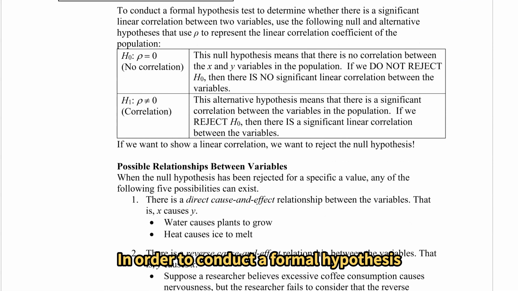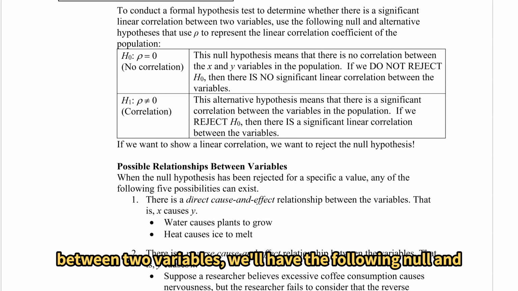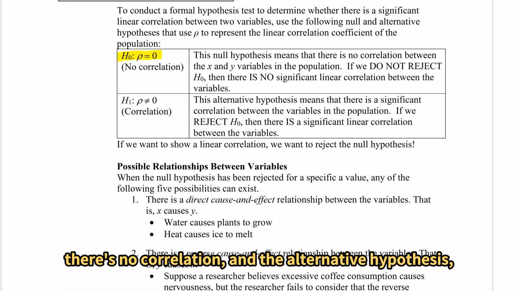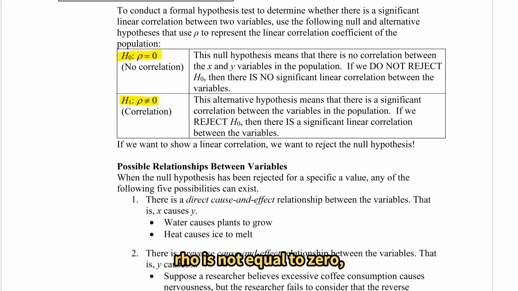In order to conduct a formal hypothesis test to determine if there's a significant linear correlation between 2 variables, we'll have the following null and alternative hypotheses. The null hypothesis, rho equals 0, there's no correlation. And the alternative hypothesis, rho is not equal to 0, there is a correlation.